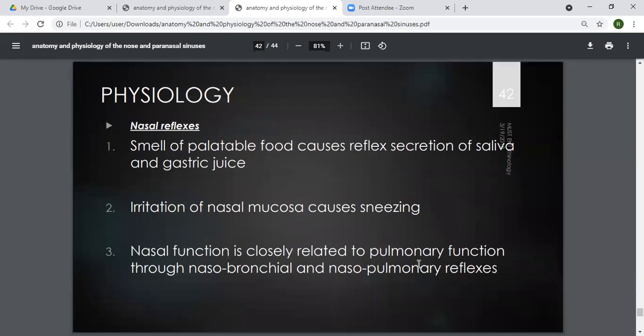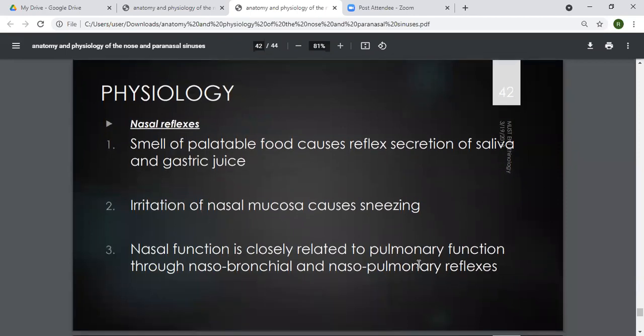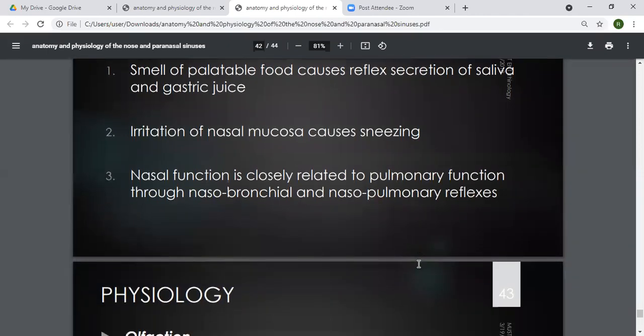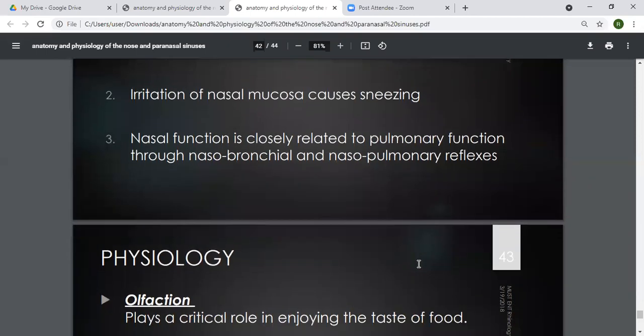So the other is what you call the nasal reflexes. We have the sneezing, which we had talked about. Then the other is when you smell good food, then there's a reflex secretion of saliva and gastric juice. And this would also help with digestion.